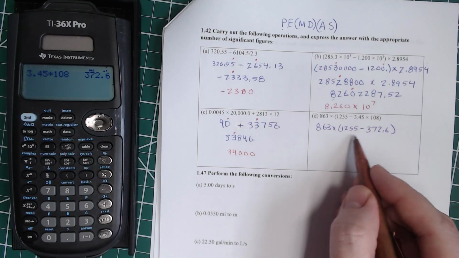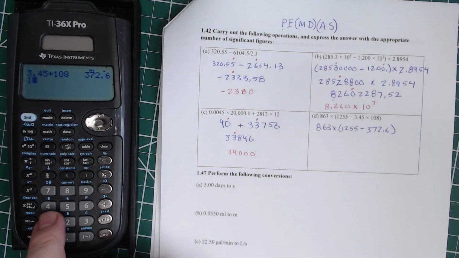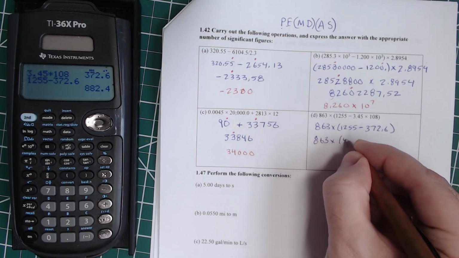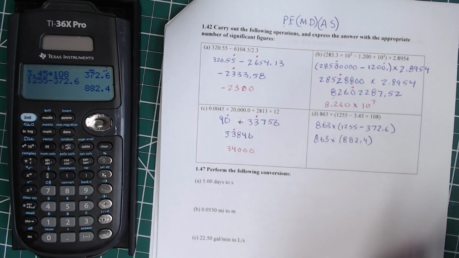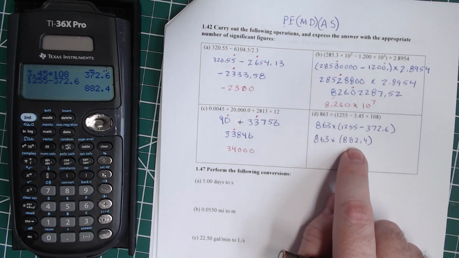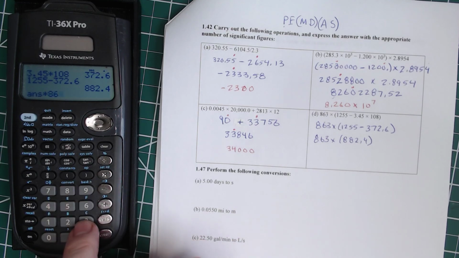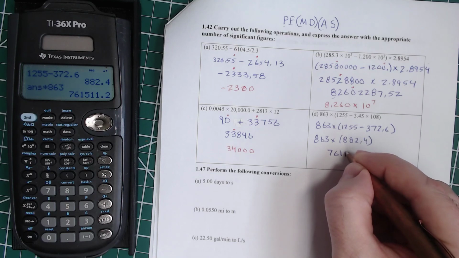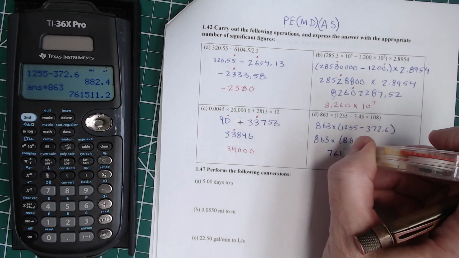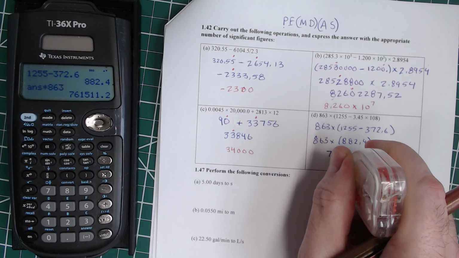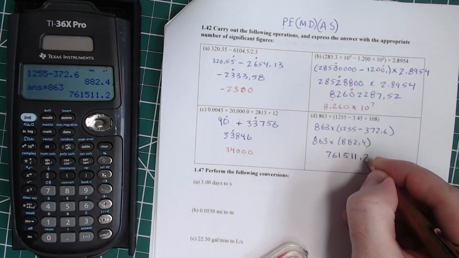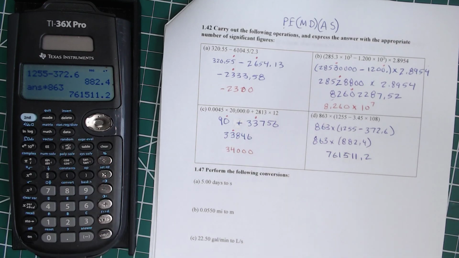And that gives us 372.6. All right, now let's do that operation, the subtraction inside the parentheses. So 1255 minus 372.6, and that gives us 882.4. So 863 times 882.4. Didn't need the parentheses there, but I wrote them anyway. All right, and now we'll just multiply those two numbers. So times 863, and that gives us 761,511.2. And all right, so that is our calculator answer for this, but we're not quite done.